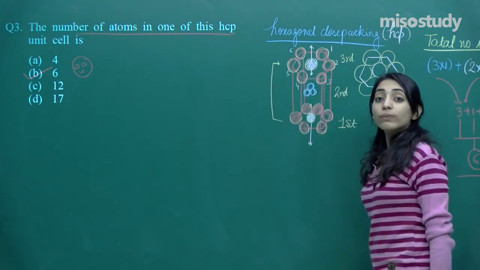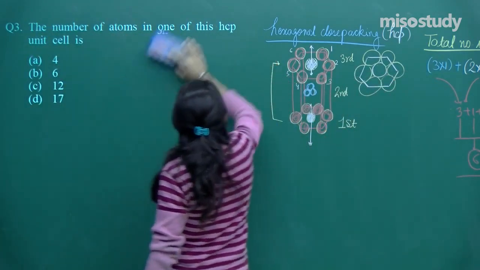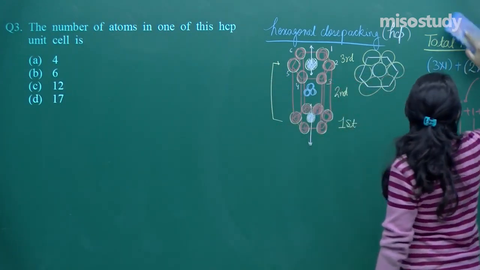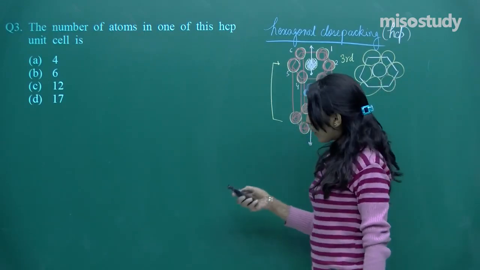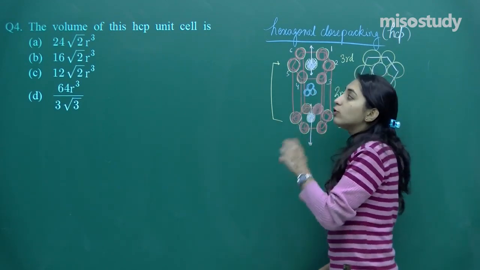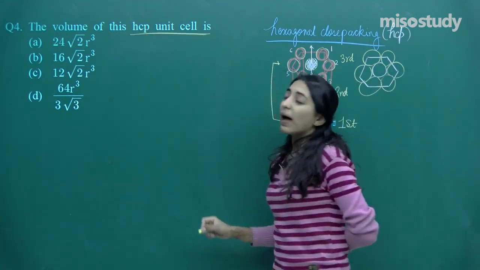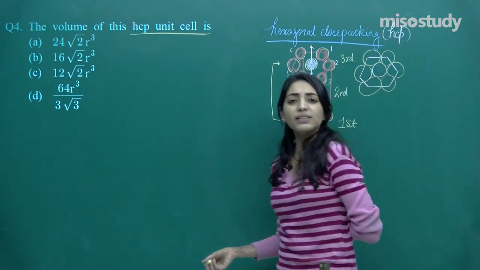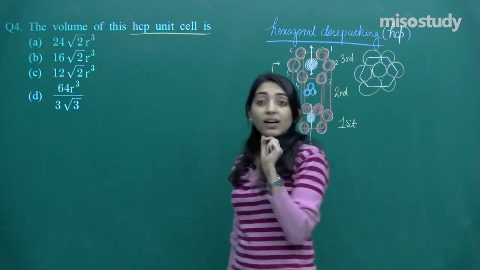Now we need to move on to the second part of the question, which is the fourth question. Let me prepare the board first, and let us not remove anything. The question says that you need to calculate the volume of this hexagonal close pack unit cell. If it would have been a simple cubic, then the volume would have been a cube, right? But then it is a hexagonal close pack system.